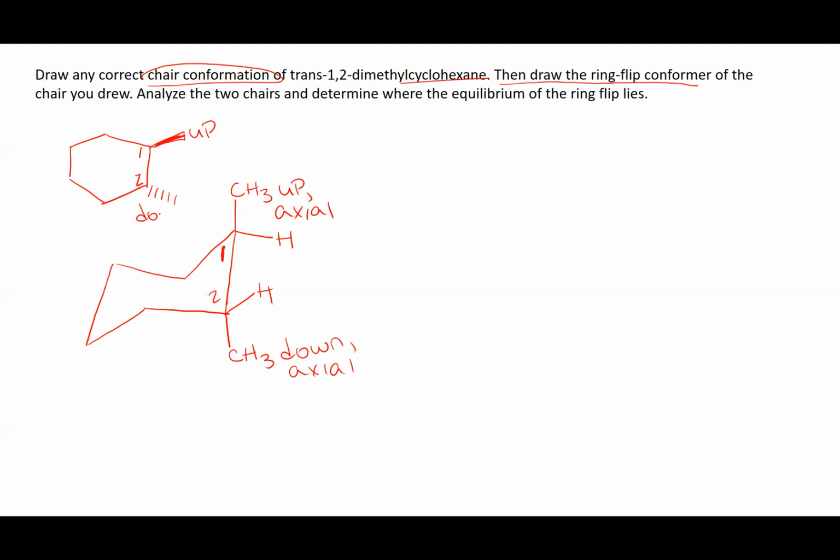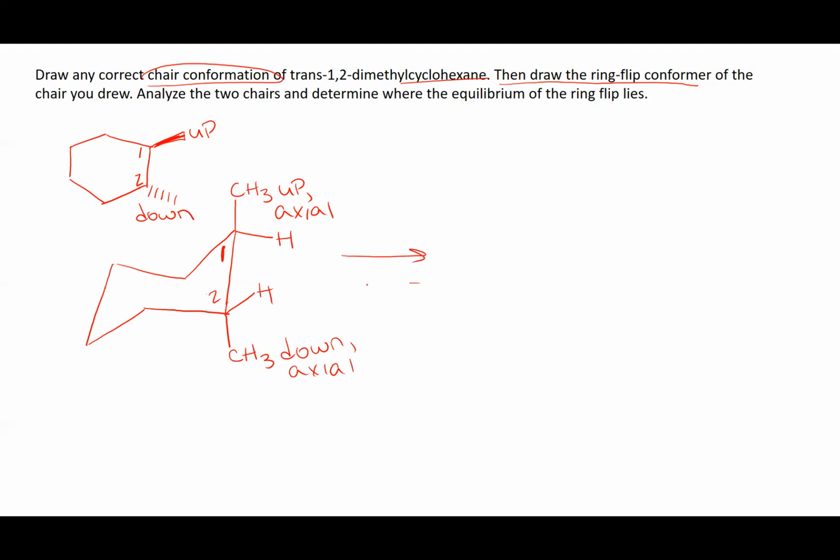And this is down. So in the line bond structure, the groups are shown as either up or down, but there's no axial or equatorial. Axial and equatorial only applies in the chair conformation. So there's a correct chair conformation of trans 1,2-dimethyl cyclohexane. Then draw the ring flip conformer.